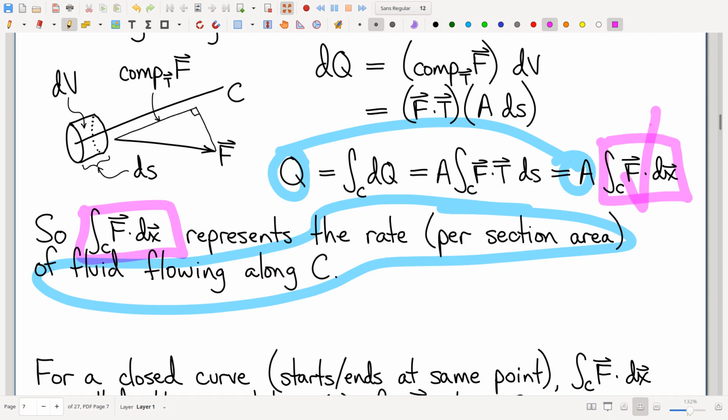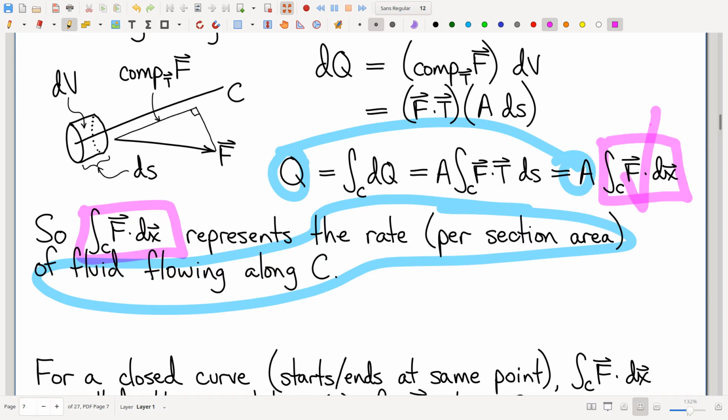Given our vector field being a fluid, velocity of a fluid, what the heck is this thing, vector line integral? The answer is total flow rate of fluid along the curve per unit area of cross-section. Okay. All right. How we doing? What do you think? Everybody good?